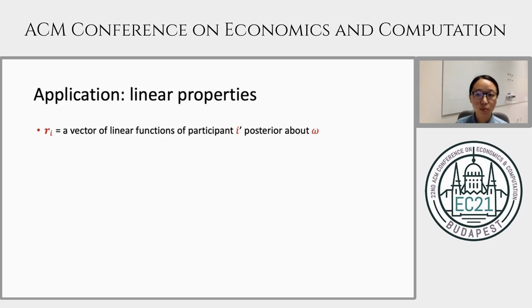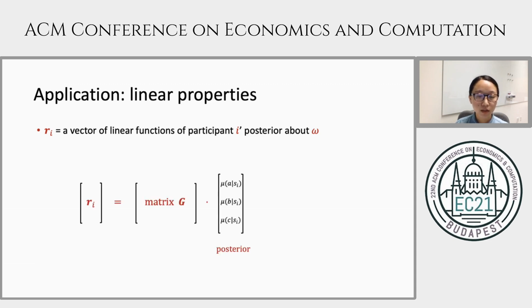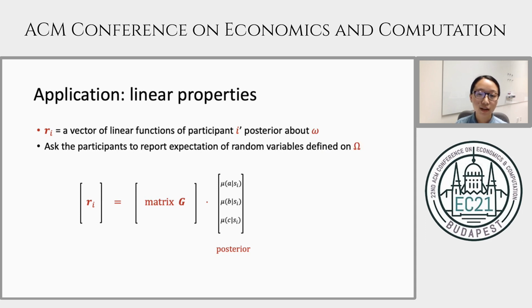In this work, we prove some interesting impossibility results when the designer elicits a certain kind of information that we call linear properties. A linear property Ri is a vector of linear functions of participant i's posterior about the state. That means Ri can be represented as the product of a matrix G and participant i's posterior about the state. This is equivalent to saying that the designer asks the participant to report expectations of some random variables defined on omega.